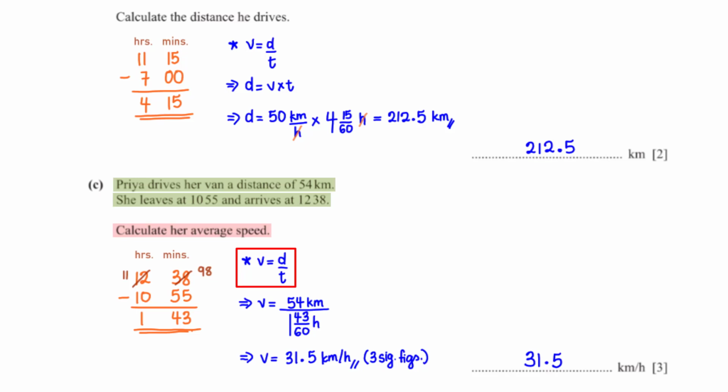We can use this formula to get her average speed. The distance d she travels is 54 kilometers. We found the time duration to be 143/60 hours. When we type this into the calculator, we get 31.5 kilometers per hour, rounded to 3 significant figures.